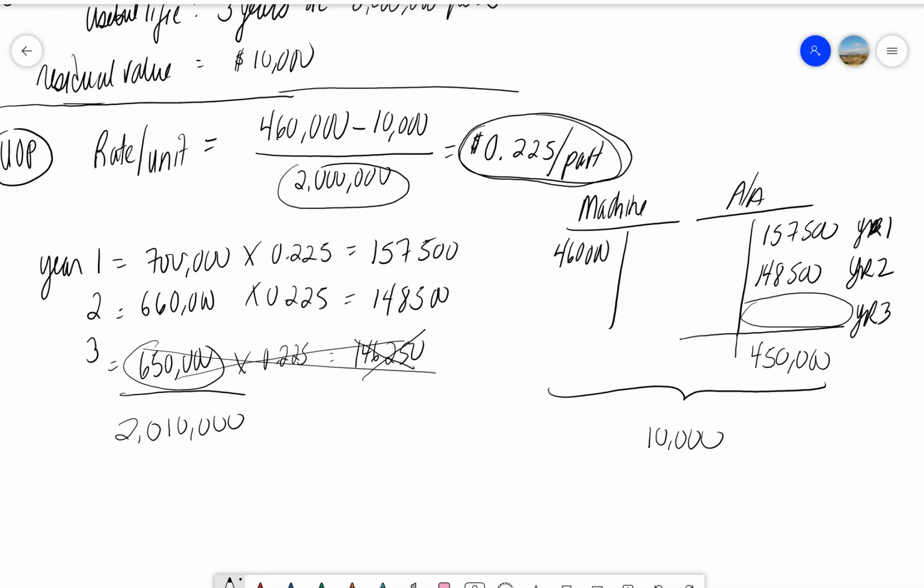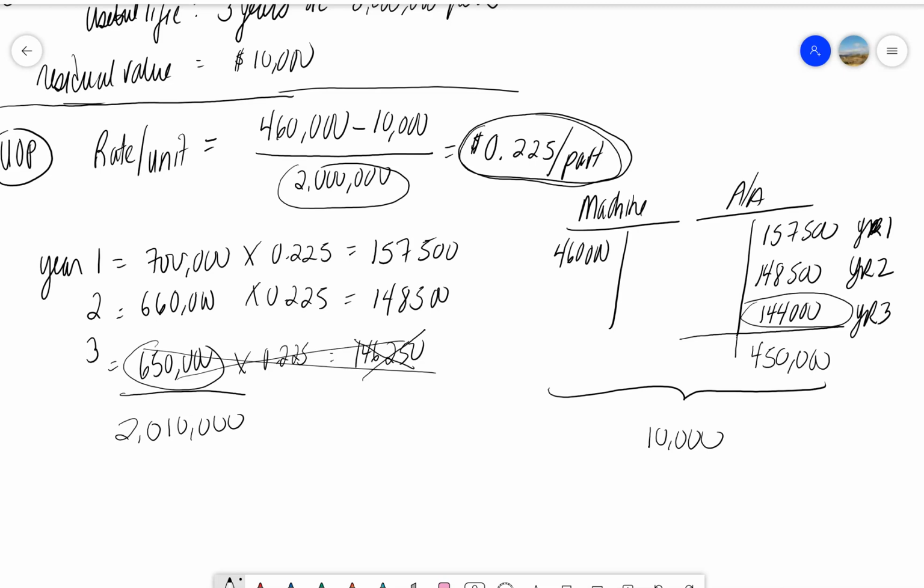But for year three, we're not going to use this calculation at 22.5 cents per part because that's going to give us too much. And so if we work this through, the amount that we need to get to 450,000 is going to be 144,000. So in year three, we're going to record amortization expense of 144,000. So let's just double check that. Yeah, and that's going to give us the 450,000. So that would be the number we use for year three.